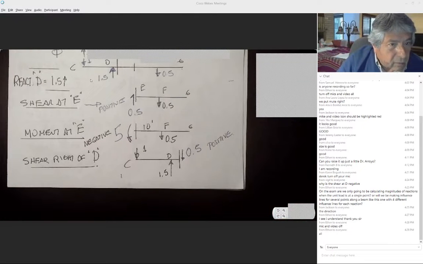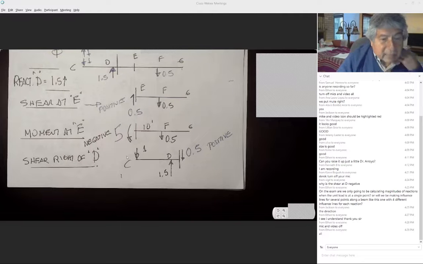So I'm taking this free body, just to the right of D. You see 1.5. I had it down below here. I had a 1, I had a 1.5, summation of forces in Y. 1 down, 1.5 up, they have to balance. And again, based on the sign convention, this is a positive 0.5. I'm writing in there that this is positive.